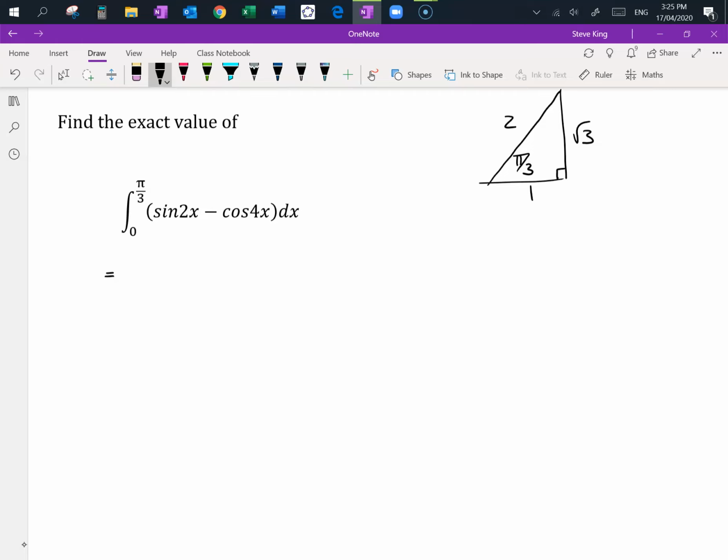What did I derive to get sine 2x? Well, I must have derived cos 2x. In fact, I must have derived minus cos 2x, and all of that's going to be over 2 in order to deal with the coefficient. And then I've got to figure out what did I derive to get cos 4x. That must have been sine 4x, but I've got to make sure that I divide that by 4. And that I'm going to consider between 0 and pi over 3.